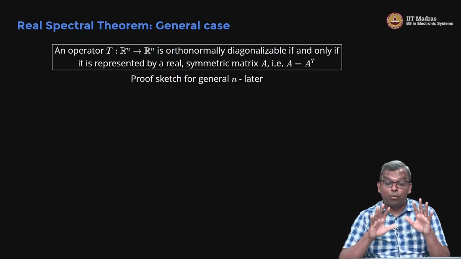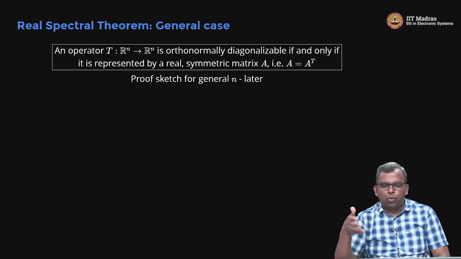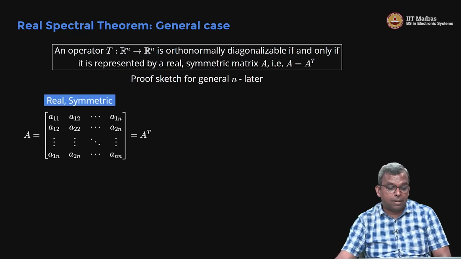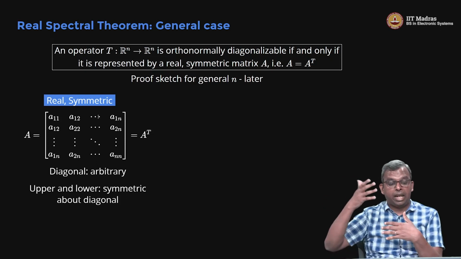Not only true for 2 by 2, which we proved, but for n by n we will do a rough proof, sort of a sketch, later on. So this is a very, very powerful result. So this is what it means to have a real symmetric matrix. When is the matrix symmetric? On the diagonal you can have arbitrary values, but then upper and lower values have to be symmetric. A equals A transpose.